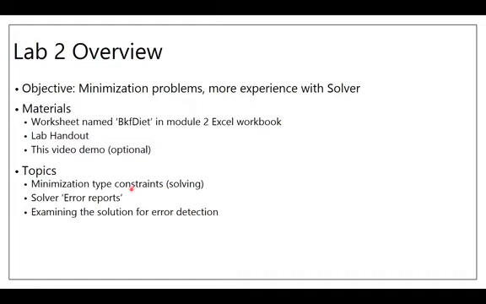Our topics, we're going to talk about minimization and what those constraints look like and how we solve. We'll look at Solver, what kind of error reporting it gives you, and we'll maybe even whine a little bit about how low on detail that is. And then we'll look at examining a solution for detecting errors that Solver won't pick up for us.